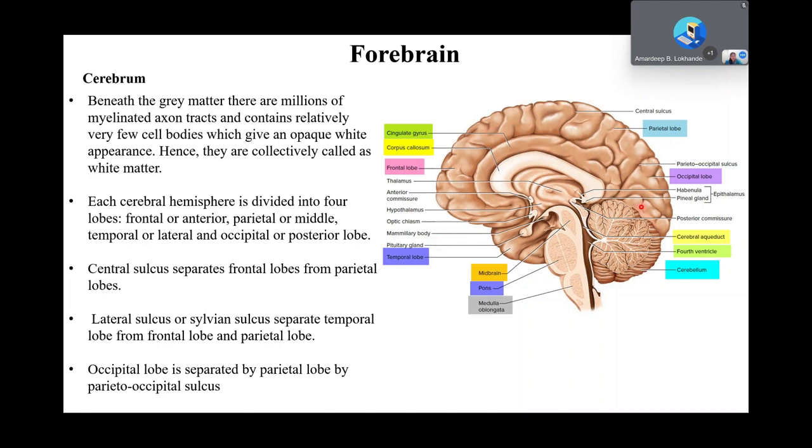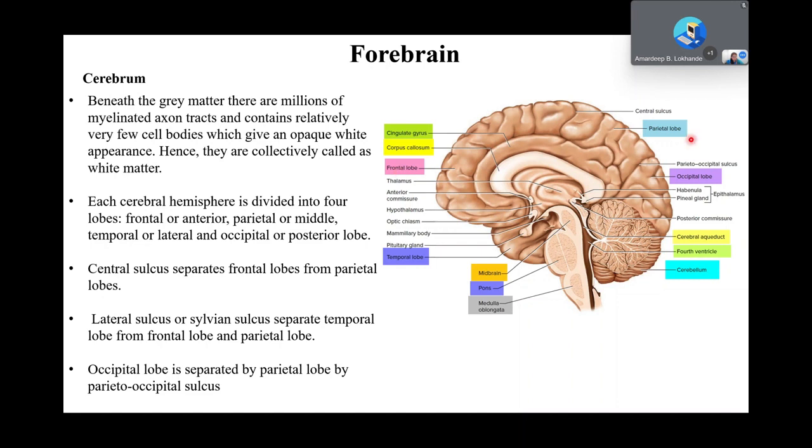So you can see that each cerebral hemisphere, whatever you are reading here, is in double. Whatever we see here is present on the other half as well. The hemisphere can be divided into 4 lobes. You have the frontal lobe, then the temporal lobe and parietal lobe, and then at the end you have the occipital lobe.